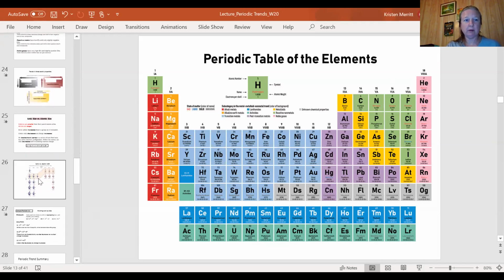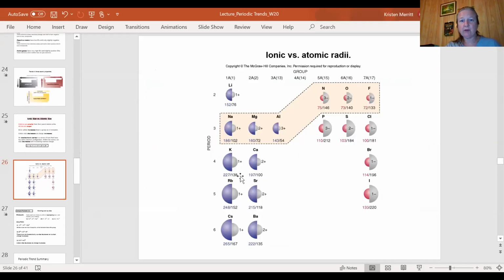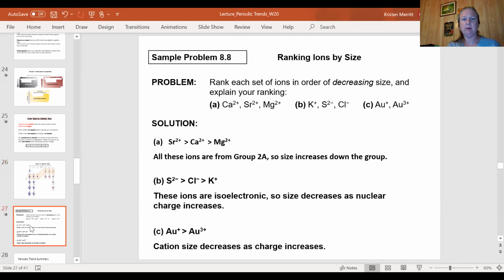Let me see if that's on here. So potassium is 138, chloride is 181, and sulfur is 184. So there's not much difference between sulfide and chloride, but it still is there. And then gold, 1+ versus 3+, the more electrons you lose, the smaller your radius is. So gold losing 1 electron is going to be still larger than gold losing 3 electrons. Again, that's kind of common sense.